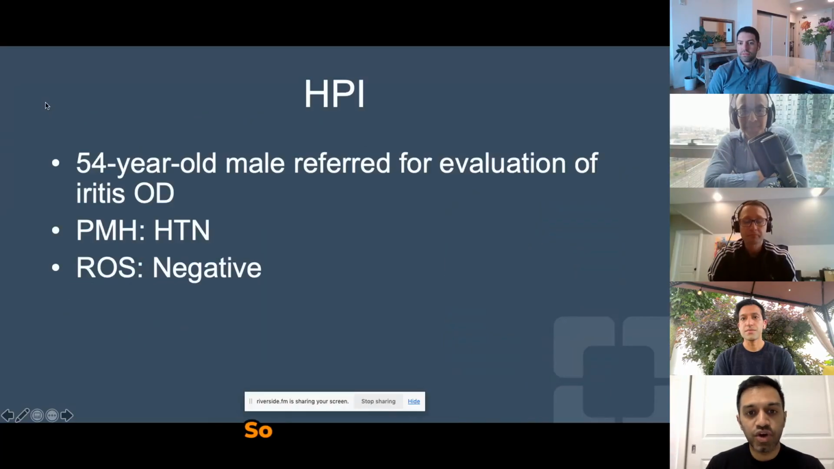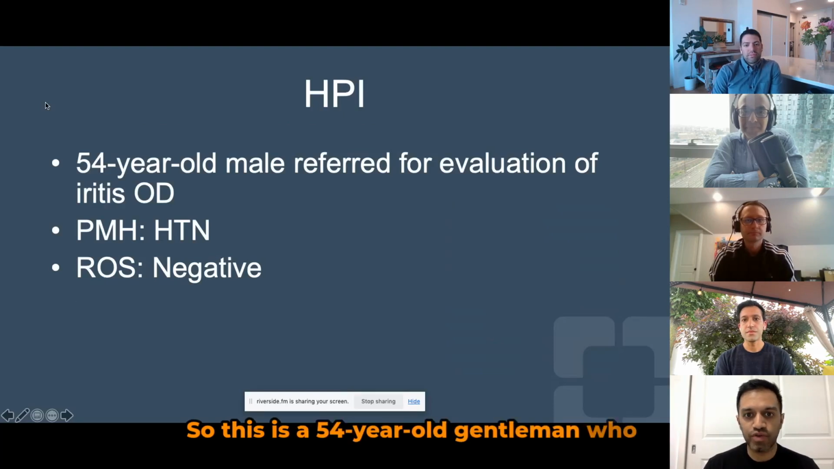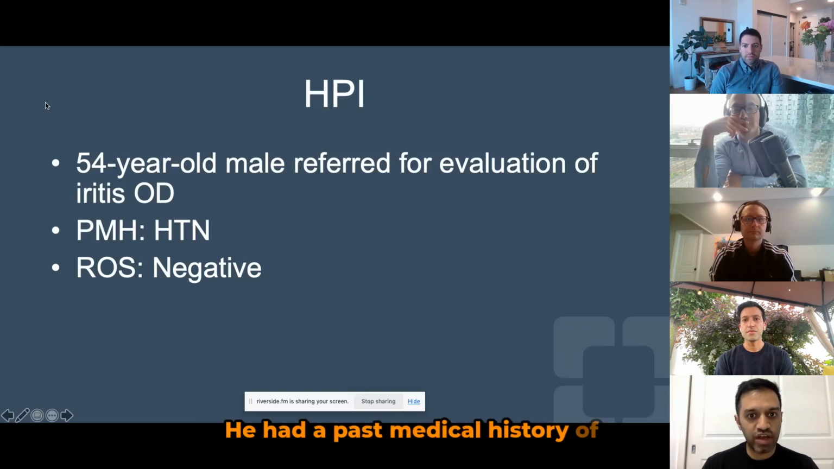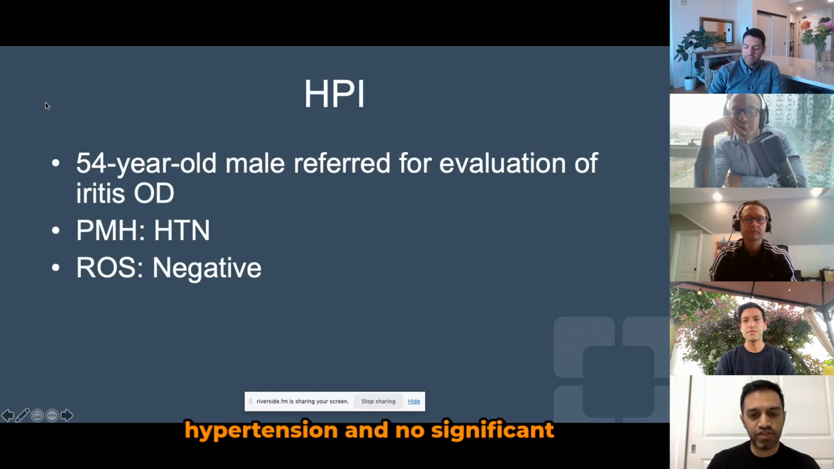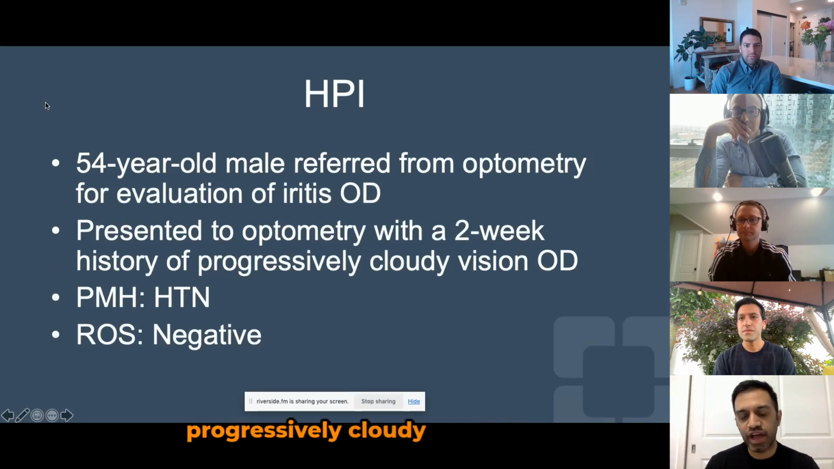All right. So I'd like to start off with an interesting case. This is a 54-year-old gentleman who was referred for evaluation of iritis in his right eye. He had a past medical history of hypertension and no significant review of systems. And he had presented to optometry initially with a 2-week history of progressively cloudy vision in the right eye.